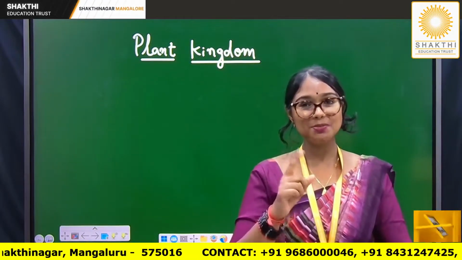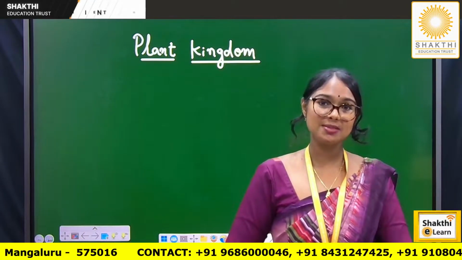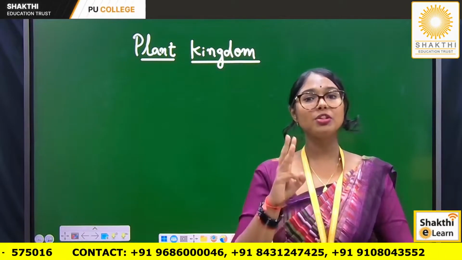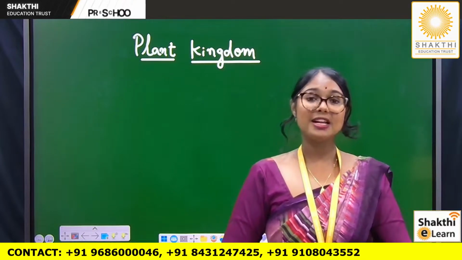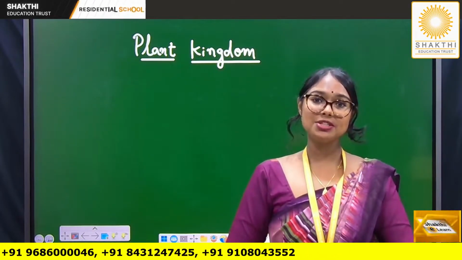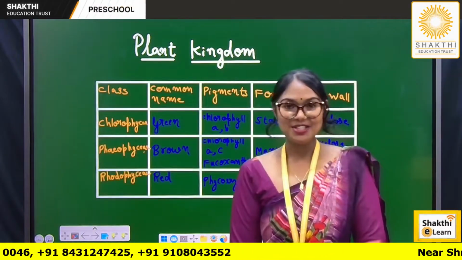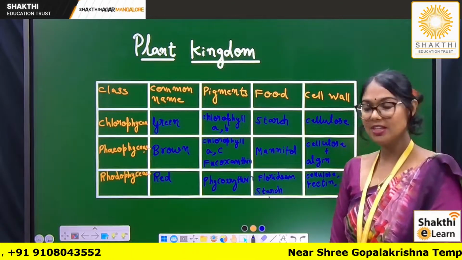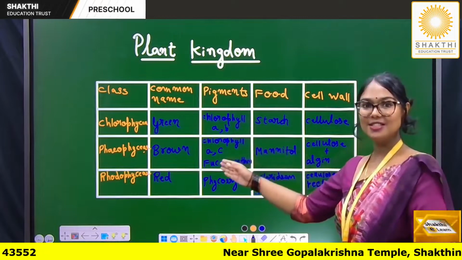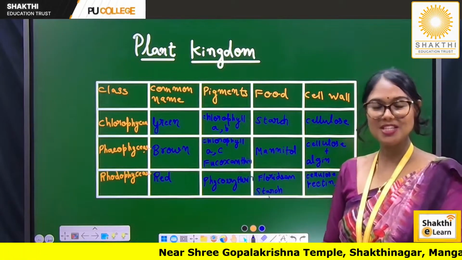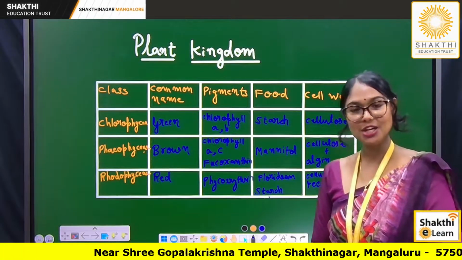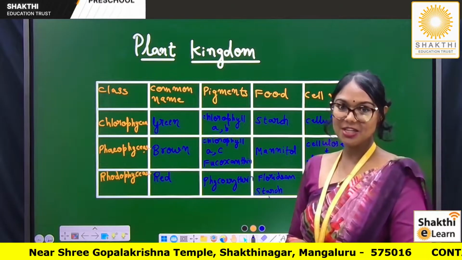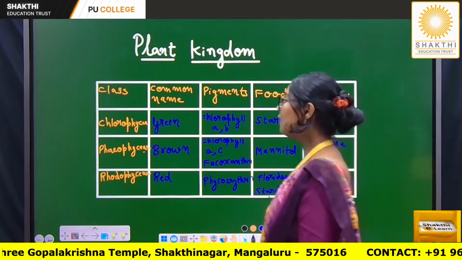So the first important question that you can expect from this chapter for 3 marks is: write a note on the subdivisions of algae. Students, the first thing that you're supposed to study in this chapter are the 3 classes of algae, that is chlorophyceae, phaeophyceae and rhodophyceae. We'll start with the first class, that is chlorophyceae.